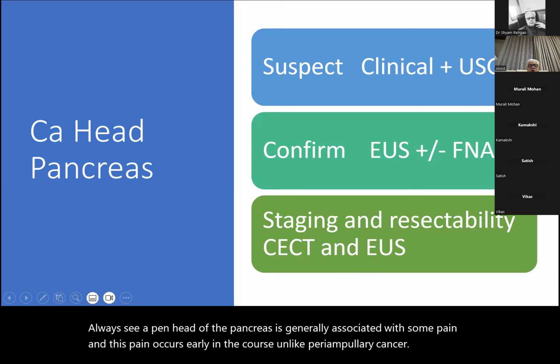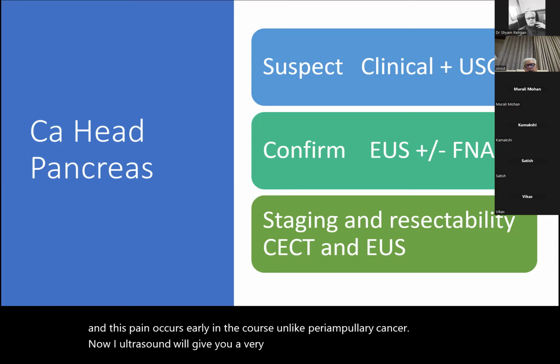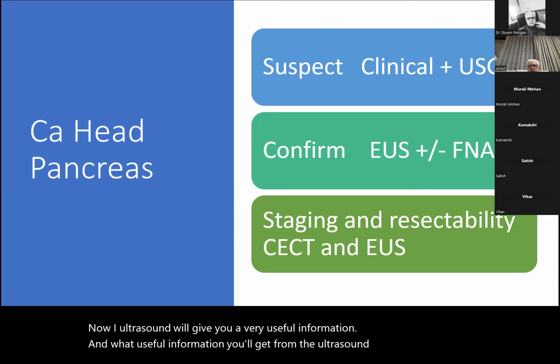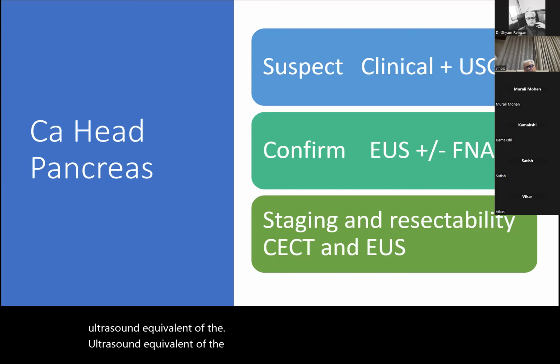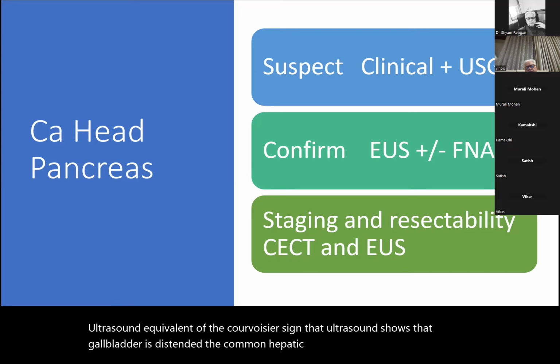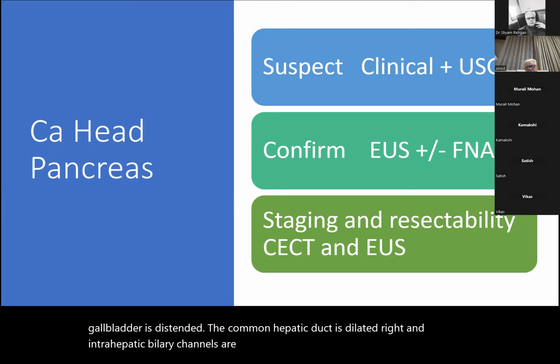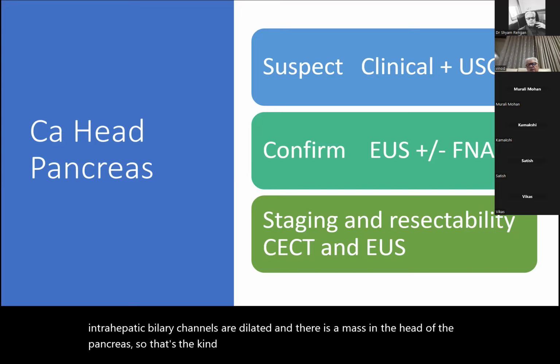Now, ultrasound will give you very useful information. And what useful information will you get from the ultrasound? Ultrasound will show you that the gallbladder is distended. So that is the ultrasound equivalent of the Courvoisier's sign. The common hepatic duct is dilated, and intrahepatic biliary channels are dilated, and there is a mass in the head of the pancreas. So that's the kind of picture that you will have from the ultrasound.